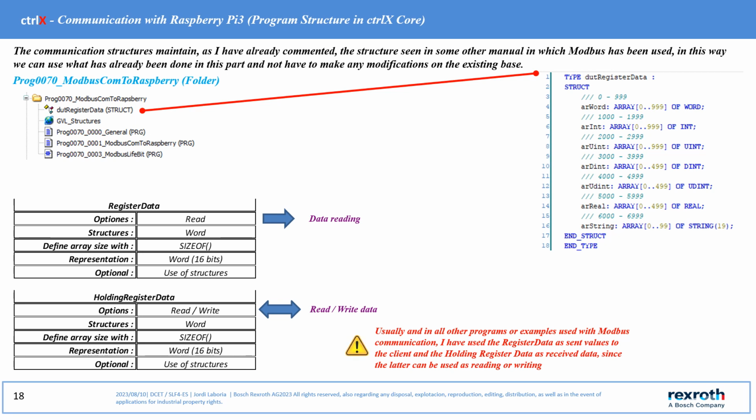As we have mentioned, in the Prog 070 we control the Modbus Communication. In the first point, we structure the communication data, as I say, following the pattern of other manuals dedicated to the Modbus and establishing the communication areas that we are going to use. Remember, register data for the data sent from the ctrlX core, like server, and the holding register data that will serve as data reception, although this data can be used in both directions and therefore as a read or write.